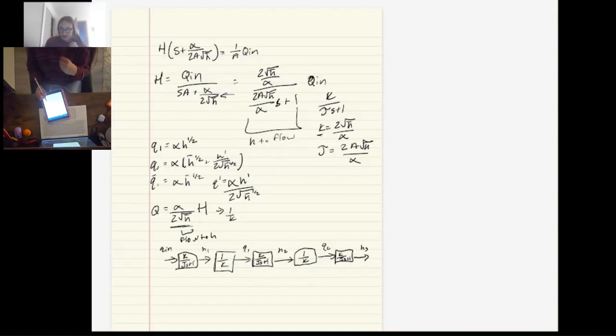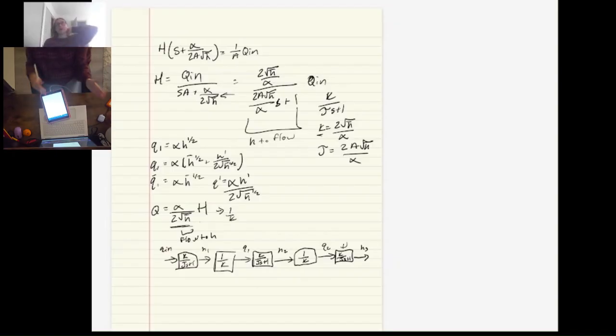So we have the height, and we want to go to the flow. So height to flow is going to be this here. And then a flow to a height is this one. And then a height to a flow is this one. And so on and so forth, right? So lastly, we have our Qn, right? So we're doing height 1 to Qn, and we have this, right?